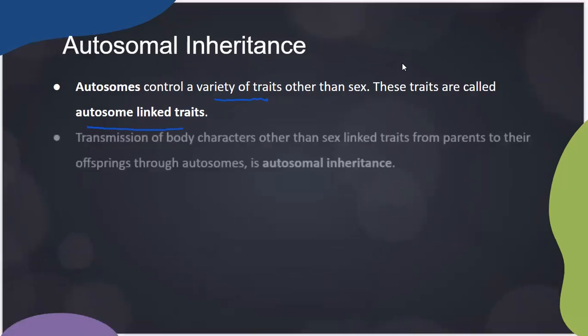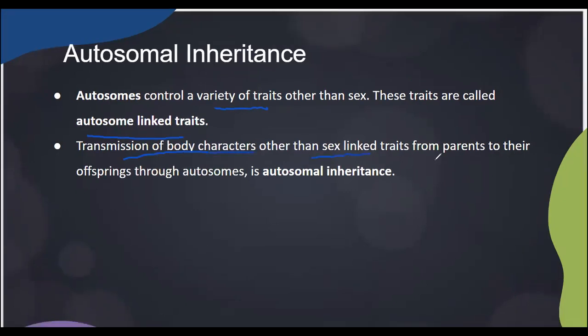So basically all your body characters, the transmission of body characters, other than the sex-linked traits, from the parents to their offspring through autosomes is known as autosomal inheritance. So when any trait is passed on through the autosome from the parents to the offspring, that type of inheritance we will call autosomal inheritance.